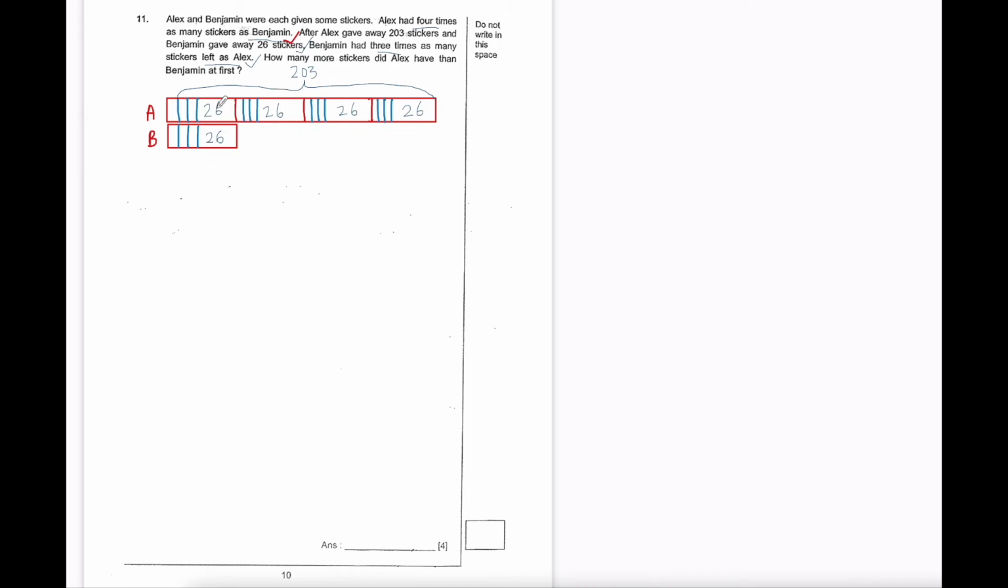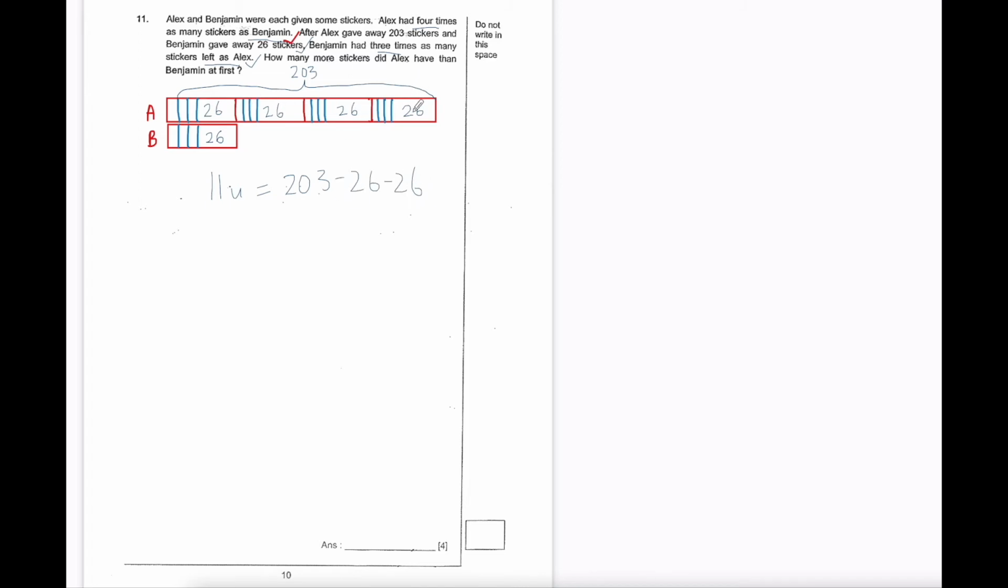So let's count the number of units, okay? So it's 3 small units plus 26, 3 small units plus 26, 3 small units plus 26, and 3 small units plus 26. So total, how many small units are there in between these 203? 1, 2, 3, 4, 5, 6, 7, 8, 9, 10, 11. So there are 11 units. So 11 units is what? It's not 203. It's 203 minus away all these numbers I see here.